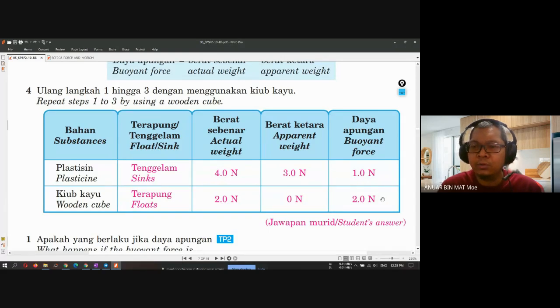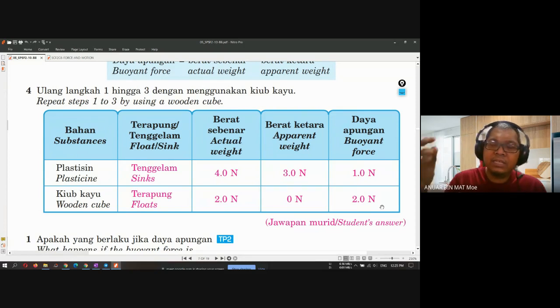So the buoyant force is 2.0 Newton. Like I said earlier, we should be doing this activity in the lab, but never mind. I hope you try to understand the concept, the steps to measure the buoyant force using a spring balance: you submerge the object inside the water, take the measurement, and calculate the buoyant force.